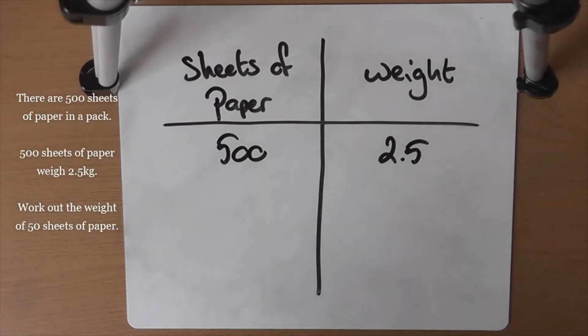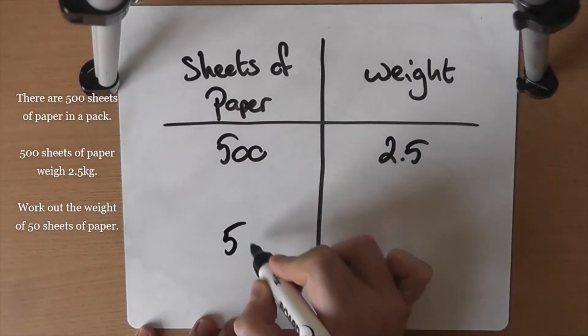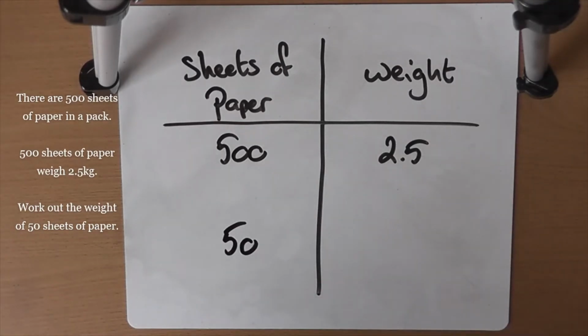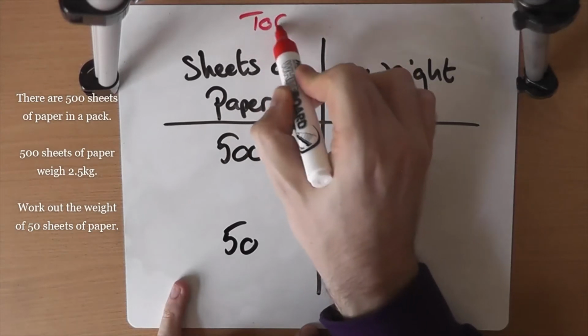We then run through those 2 things that we need to know. First thing we need to do, we want to ask ourselves, are they changing together? Well, we want 50 sheets of paper. If you have less sheets of paper, what will happen to the weight? If you have less sheets of paper, they will weigh less. So they must be changing together.